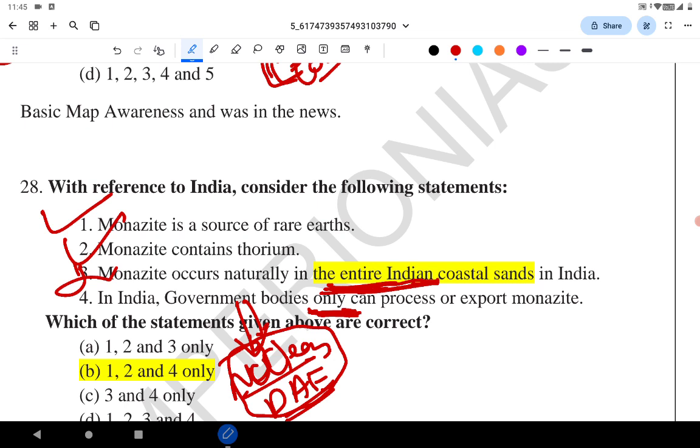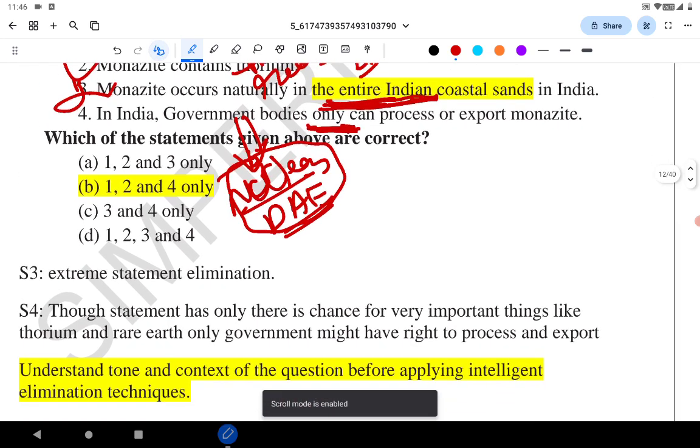So it is correct. I think there is one government body, Indian Rare Earth Limited. That body, a PSU, handles it, and it is under the Department of Atomic Energy. Let's go to the next question.